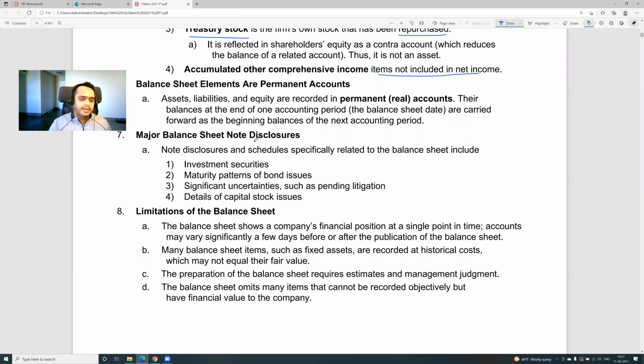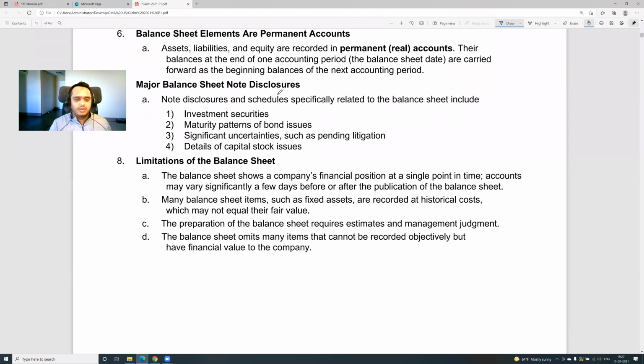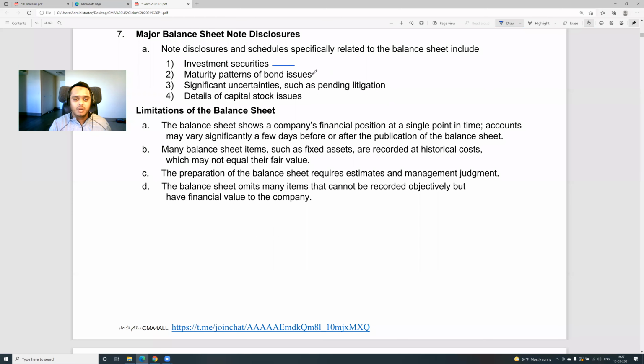Then major balance sheet note disclosures: investment securities where you have invested, what are the maturity patterns of bond issues, what are the significant uncertainties such as pending litigation, what is the chance of getting that done, and details of capital stock issues. These should all be disclosed under the footnotes of the balance sheet.